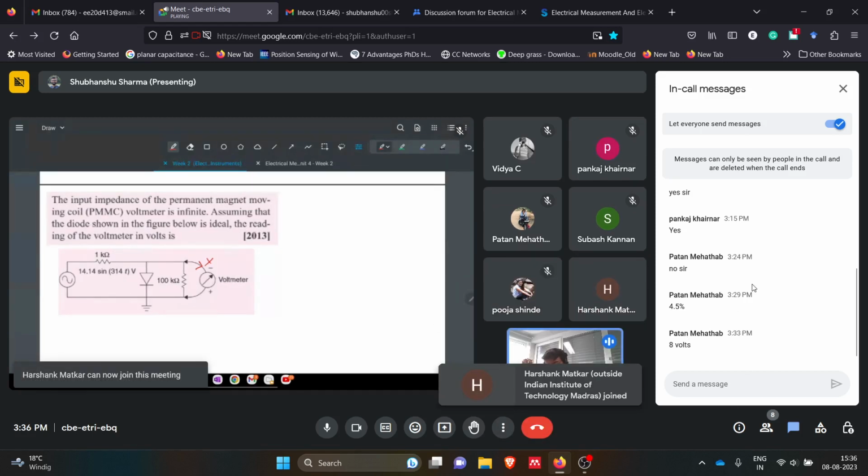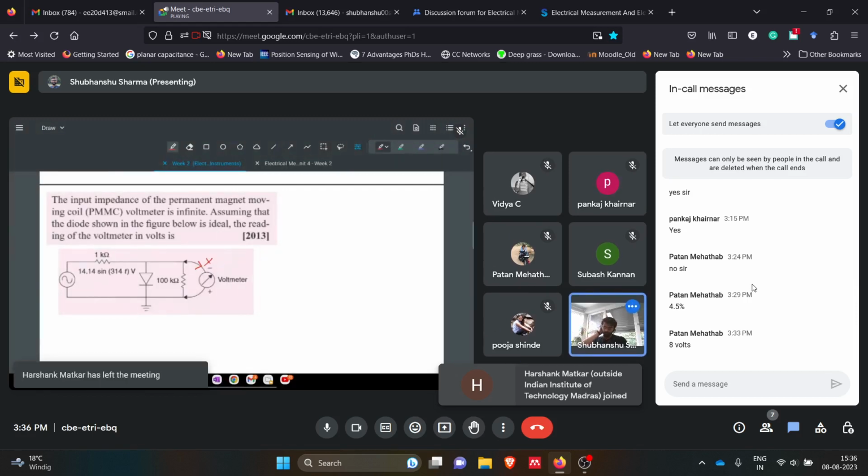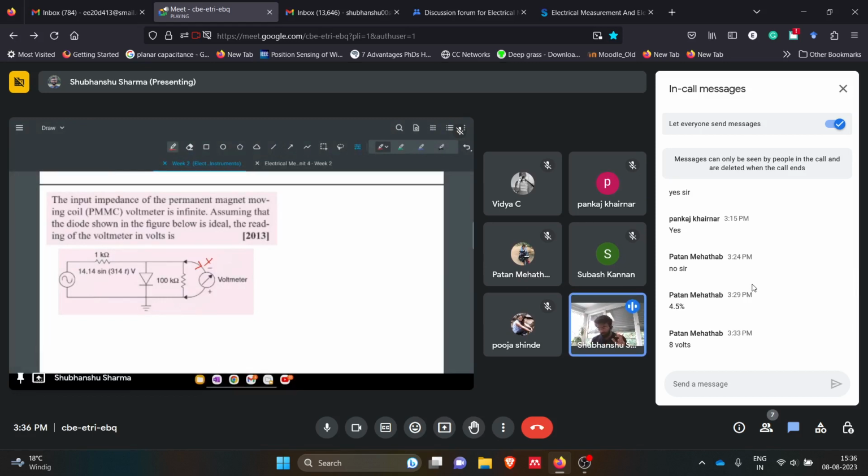So they are asking for the reading of the voltmeter in volts. Just read the question and then answer. It's also very easy. First of all, you will have to think. Okay, we have a sine wave. This was an input sine wave.